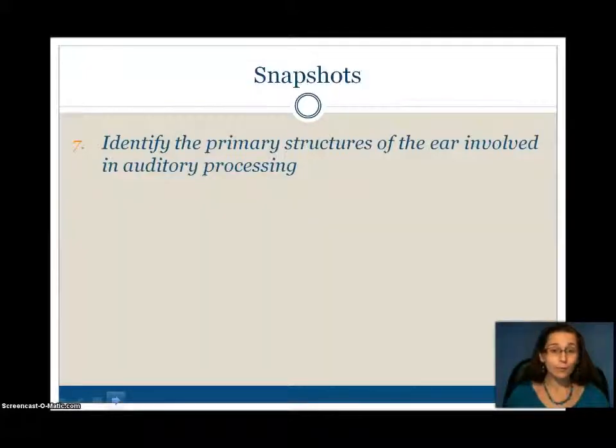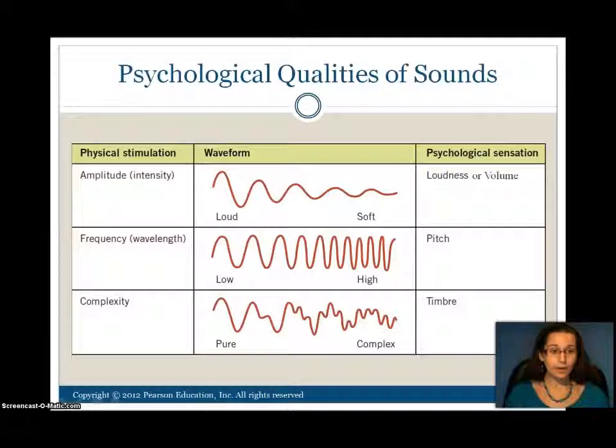This video will help us identify the primary structures of the ear involved in auditory processing and analyze the transduction process as well. As we consider the transduction process, we have to think about what stimuli is actually entering the ear, and that's essentially sound waves. The actual characteristics of those sound waves will then translate into sensations and therefore perceptions.